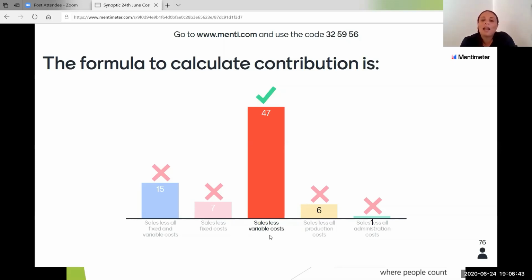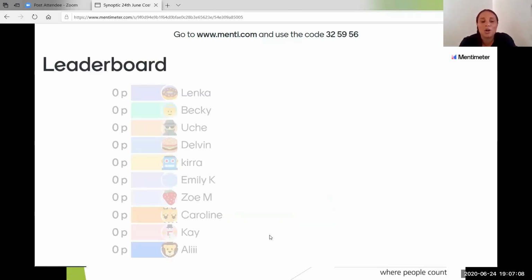So the way that we calculate contribution is that you take your sales less your variable costs. So you can calculate that for 1 unit, so the sales price less the variable cost to make that 1 unit. Or as we're going to do in our spreadsheet that you may have done as part of your pre-work, you can do all of your sales less all of your variable costs that will give you total contribution. Good. Well done to those 47 people with revising your costing.